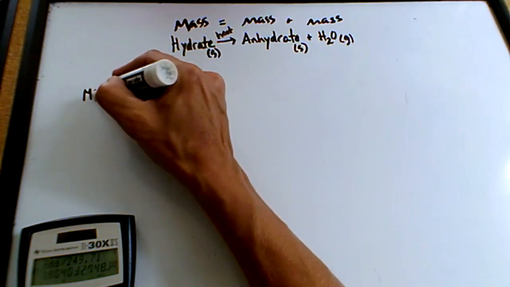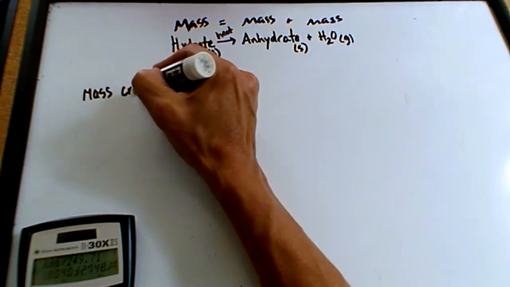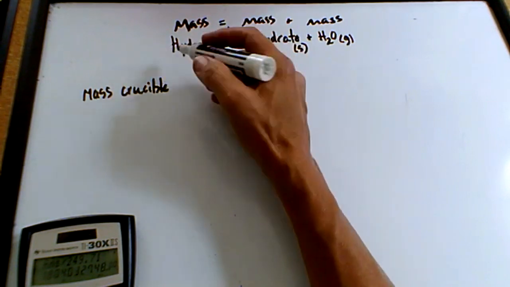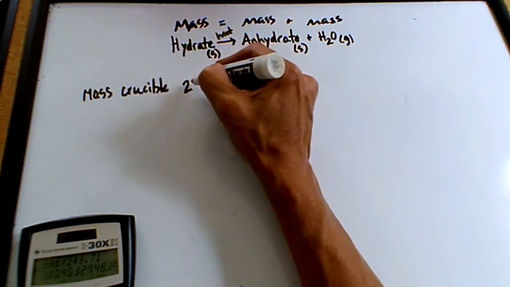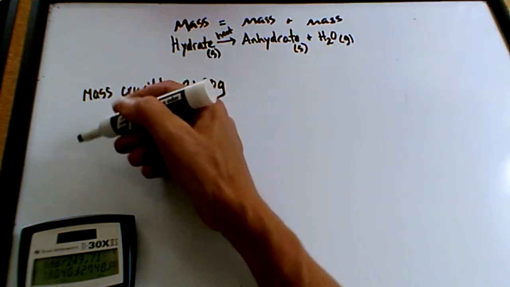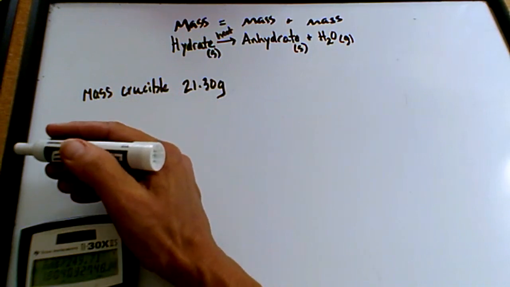Let's say that we are in the lab, and in our lab, we get the mass of our empty crucible. A crucible is a small container you can heat things to very high temperatures in. We get its mass, and we find it to be 21.30.